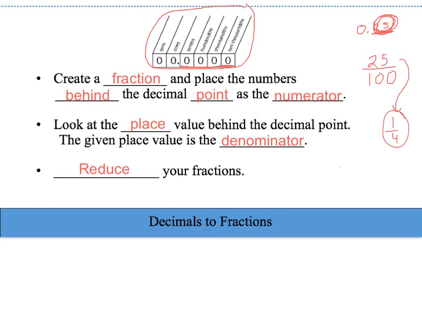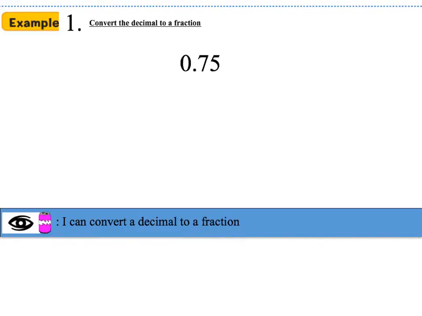So let's use these steps to solve the following examples. For example number 1, it says to convert this decimal, 75 hundredths, into a fraction. The first thing I want to do is take note of the numbers behind the decimal, and I've got a 75. So I'm going to take that number behind the decimal and place that as my numerator.